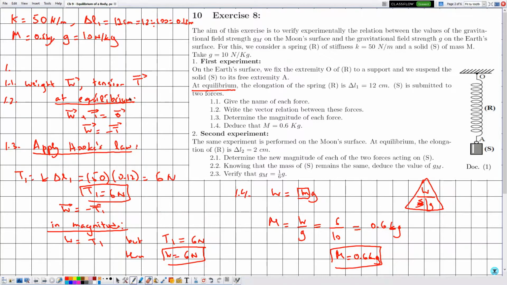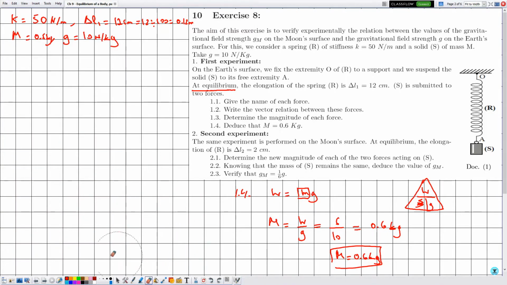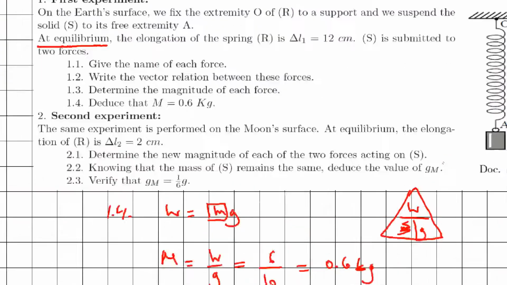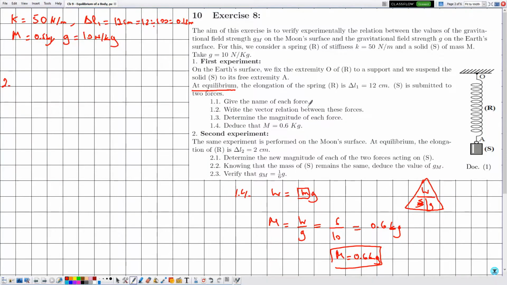Now in the second experiment, they are telling us the same experiment is performed on the moon's surface. Now, going from Earth to moon, one should keep in mind that the mass will not change, which is given by 0.6, as well as the stiffness will remain the same. Then all other quantities are subject to a change, so they may change.